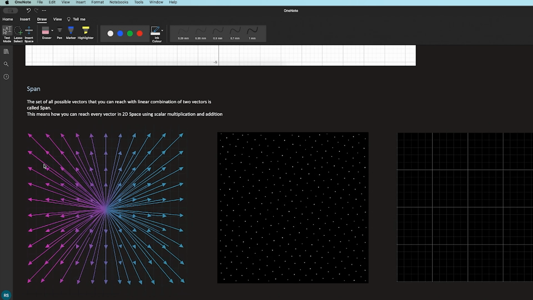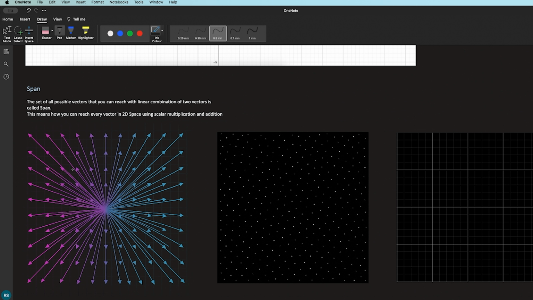Or you can say that this means how you can reach every vector in the 2D space using scalar multiplication and addition. So for example, you did the linear combination of two vectors, that is i and j, and you got the set of all the possible vectors that you can see in this image. This is called the span of the standard basis vectors i and j.